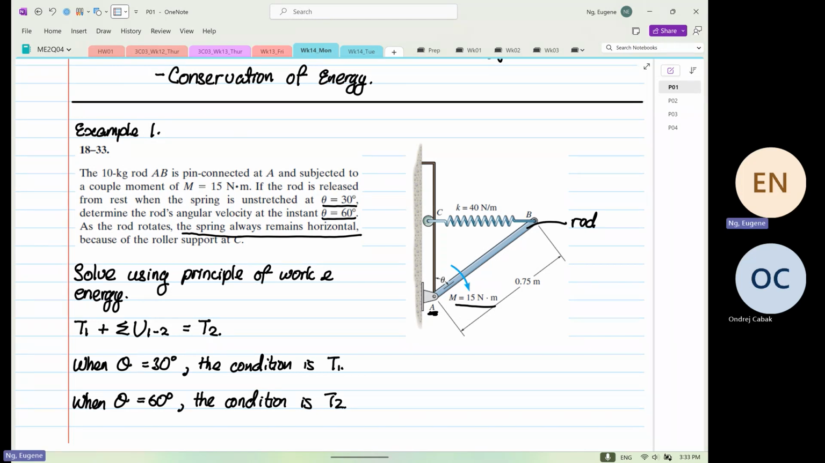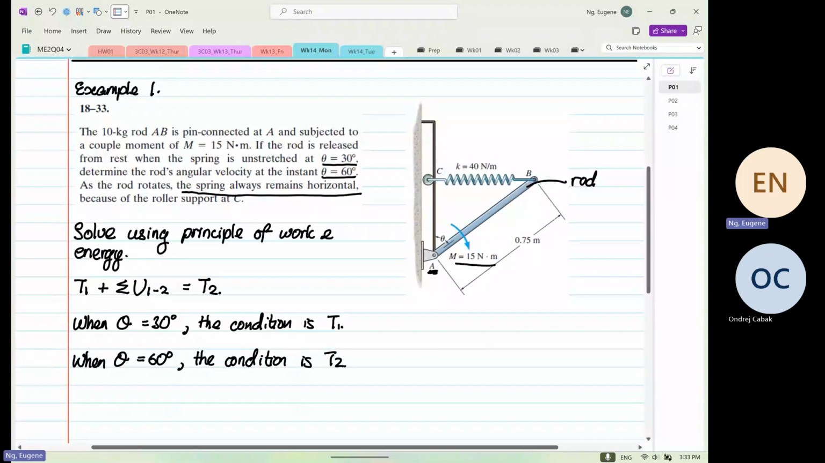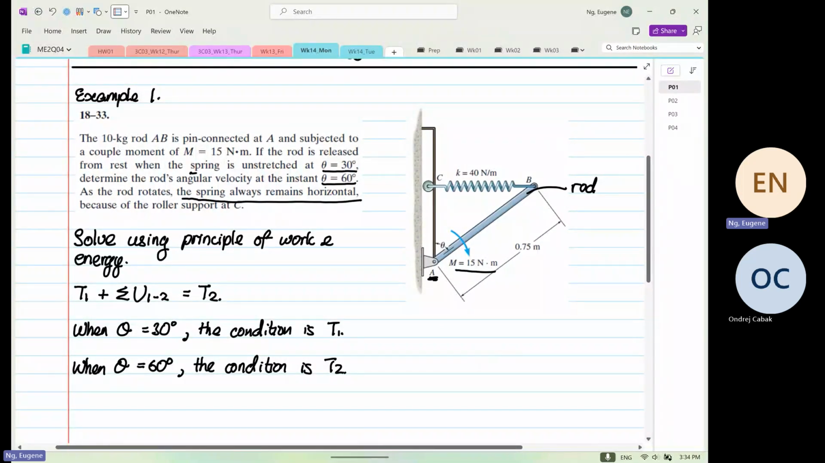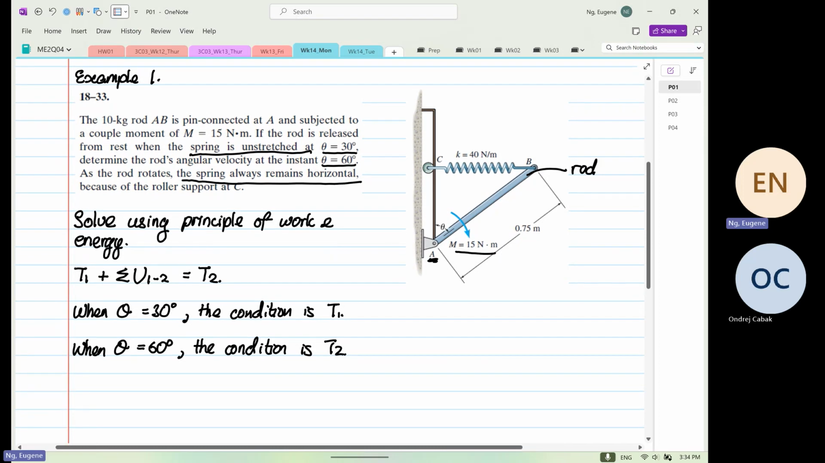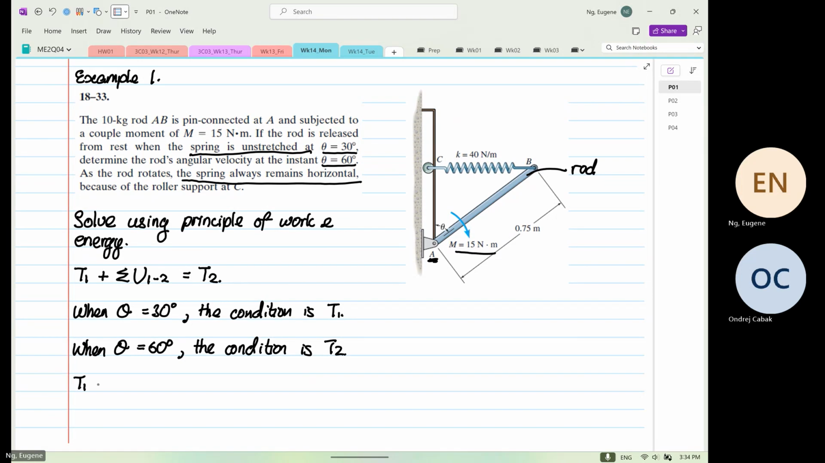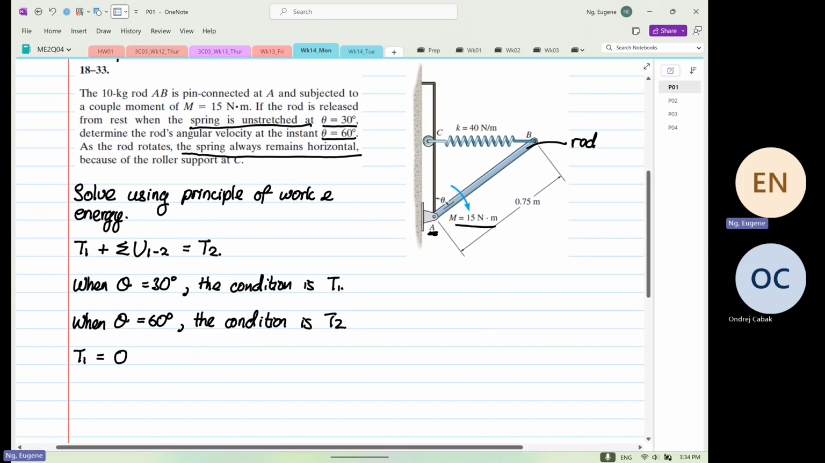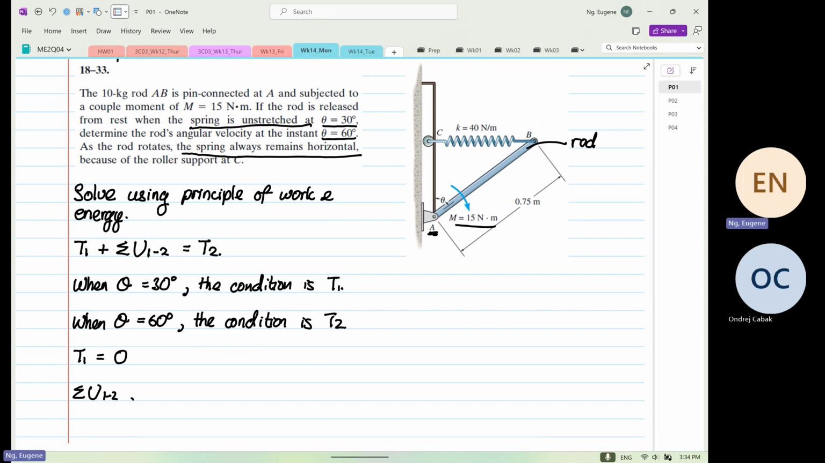We know that it tells us an important thing, that the spring is unstretched at theta equal to 30 degrees. So we know that T1 is equal to 0, i.e. the spring is still unstretched, and there's no torque. Next we are going to look at the summation of work done from 1 to 2. So this is our work done.